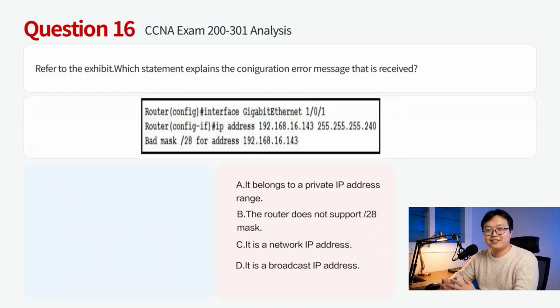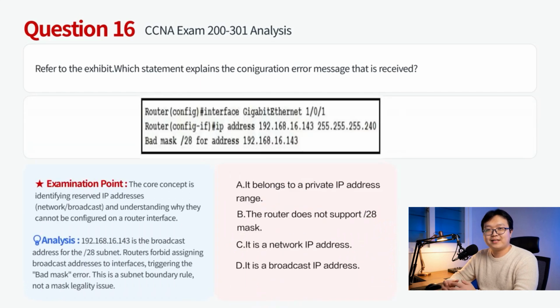The subnet mask /28 creates subnets with 16 addresses each. For 192.168.16.143, the broadcast address of its subnet is 192.168.16.143, which cannot be assigned to an interface, hence the error. Therefore, this question chooses D.